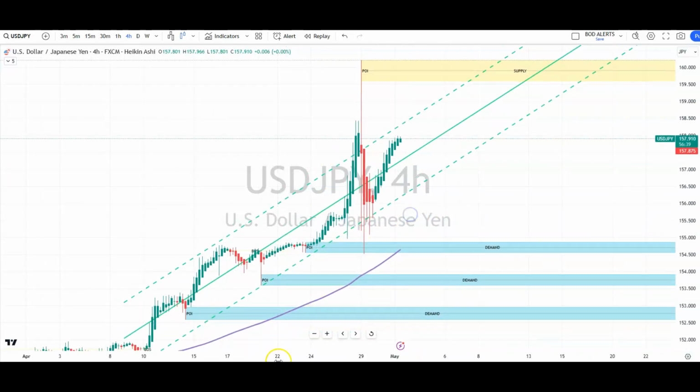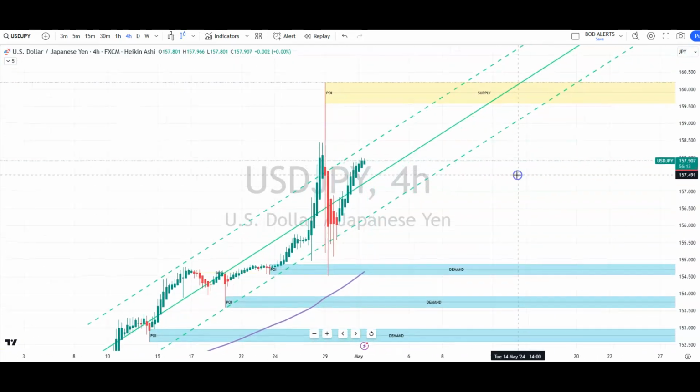So we can see clearly the same tools that we're using, POI here, POI here, POI here, which is basically a reversal and a continuation into the demand area, liquidity, liquidity, liquidity, above the 100 moving average, into an uptrend convergence, we can say, and now heading up into a supply area here, which got rejected at 160.